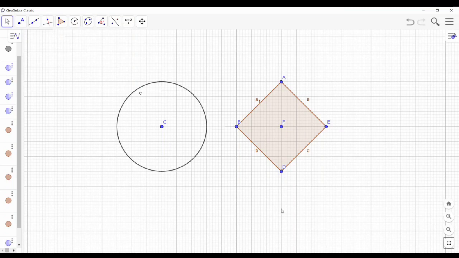Here you see 2 drawings. The one on the left is a Euclidean circle with center C. The one on the right is a taxicab circle with center F. Both of these circles have a radius of 3. If you look here, 1, 2, 3, and if you look here, 1, 2, 3. Additionally, other points in this taxicab circle have a radius of 3.